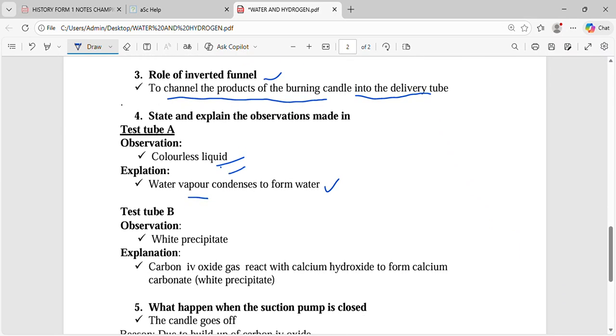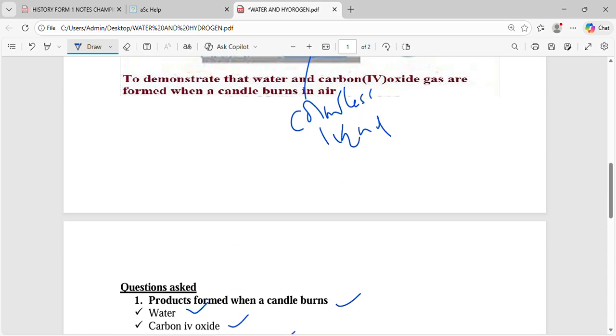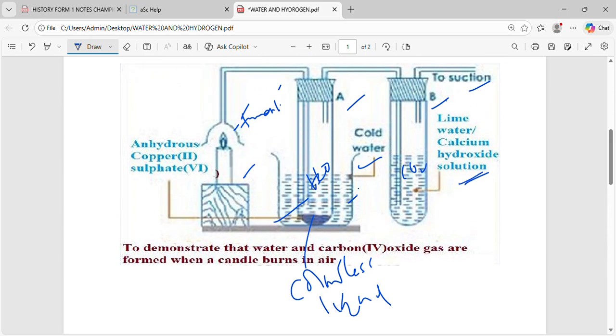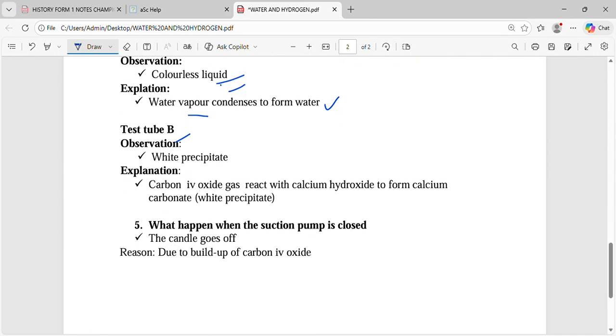Then test tube B contains calcium hydroxide, which is used to test for or absorb carbon dioxide. Carbon dioxide gas reacts with calcium hydroxide to form calcium carbonate. So what we'll see in test tube B is a white precipitate. Explanation: carbon dioxide gas reacts with calcium hydroxide to form calcium carbonate, which is a white precipitate.